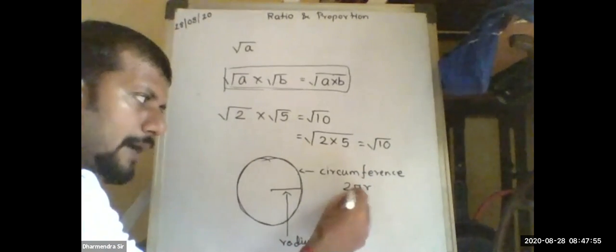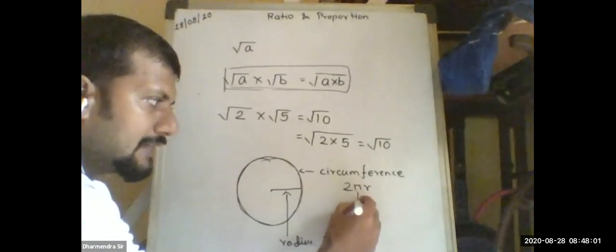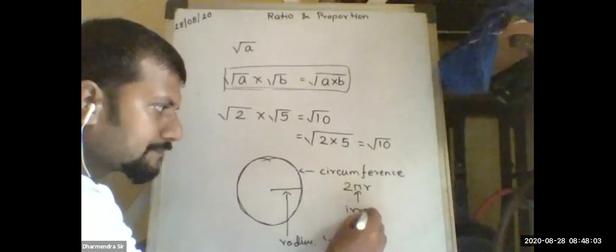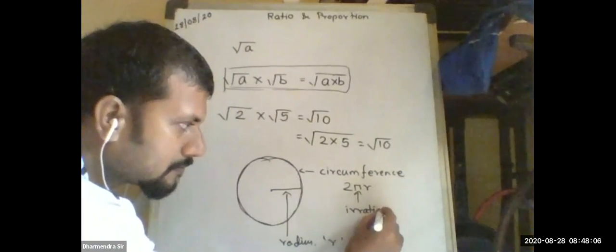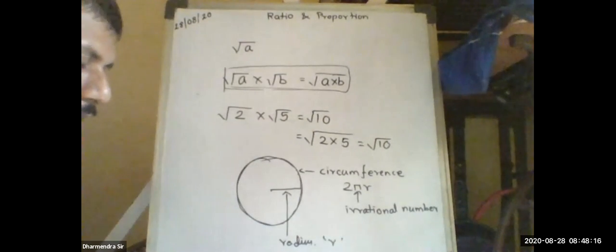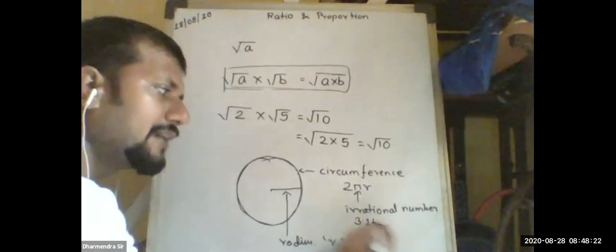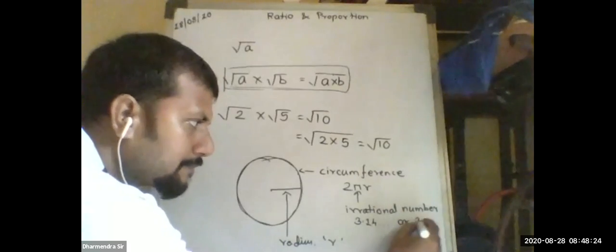Circumference of a circle is given by 2 pi r, where 2 stands for a constant, pi is your irrational number. I hope you know the meaning of irrational number. Irrational number means it is a number of the form non-recurring and non-terminating. Its value is either 3.14, you can take approximately, we take 3.14, or we take 22 by 7, and r stands for radius. This was regarding circumference and radius.